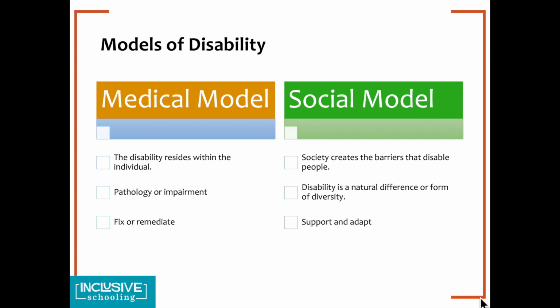I want to contrast that with the social model of disability. And that is really, society creates the barriers that disable people. The second point is really important. Disability is a natural form of difference or diversity. I hope you heard that. Disability is just diversity. It's human difference. And the last one is our job is to support and adapt for students and human beings who have these differences.